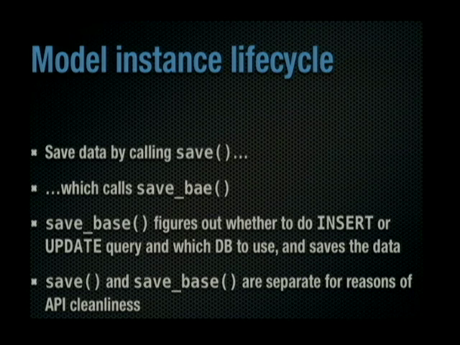it's because of API cleanliness. Basically, this means you can easily override save and call up to the superclass save and not worry too much about having to do all this logic or trampling over something that absolutely needs to happen to make Django work. That's why those are two separate methods.